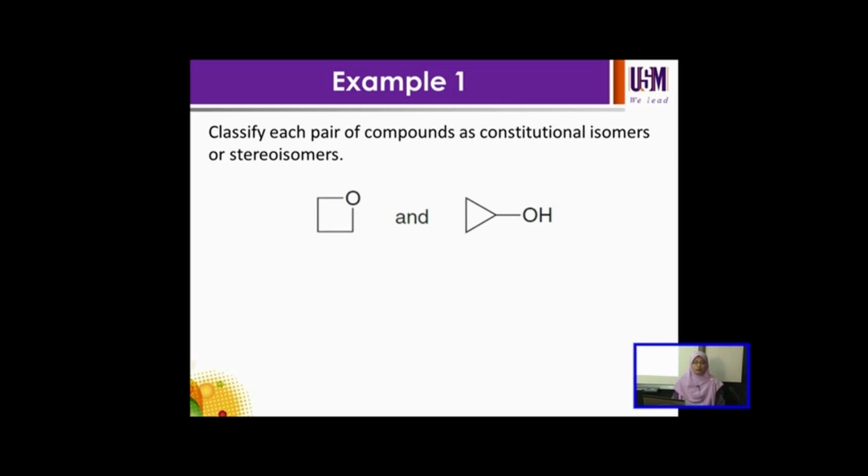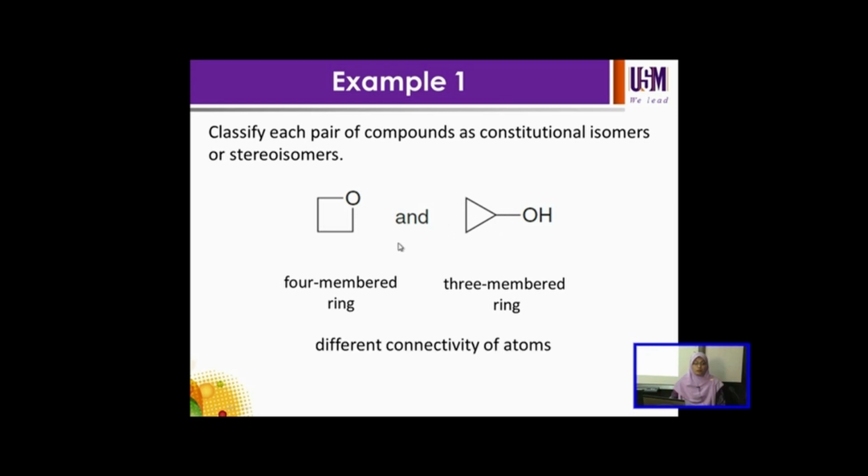So we know that this is constitutional isomers. Okay, what about this one? We can try to name the compound first. This is a cyclo group. Here we have a 4-membered ring, 1, 2, 3, 4. And this one we have a 3-membered ring with a hydroxyl group attached to carbon number 1. So we also have different connectivity of atoms. So this is also a constitutional isomer.